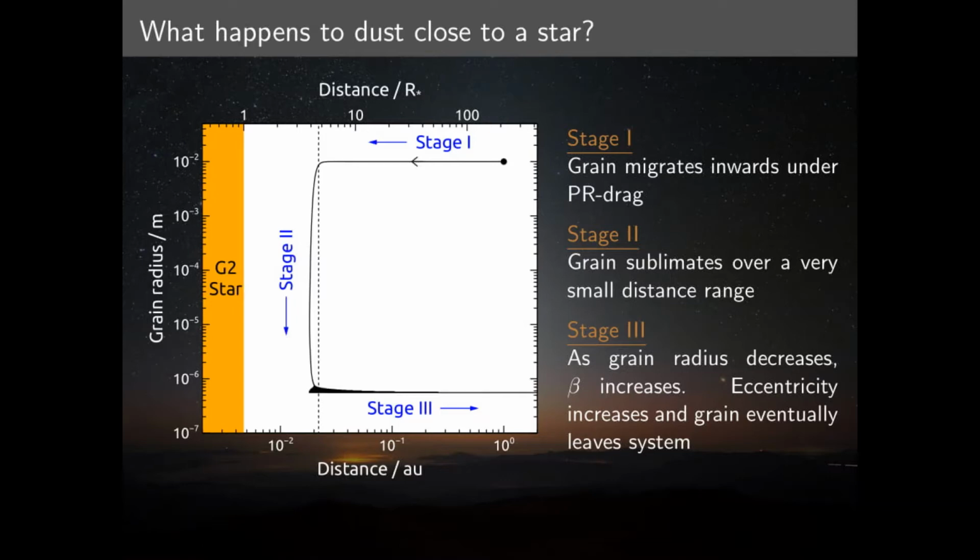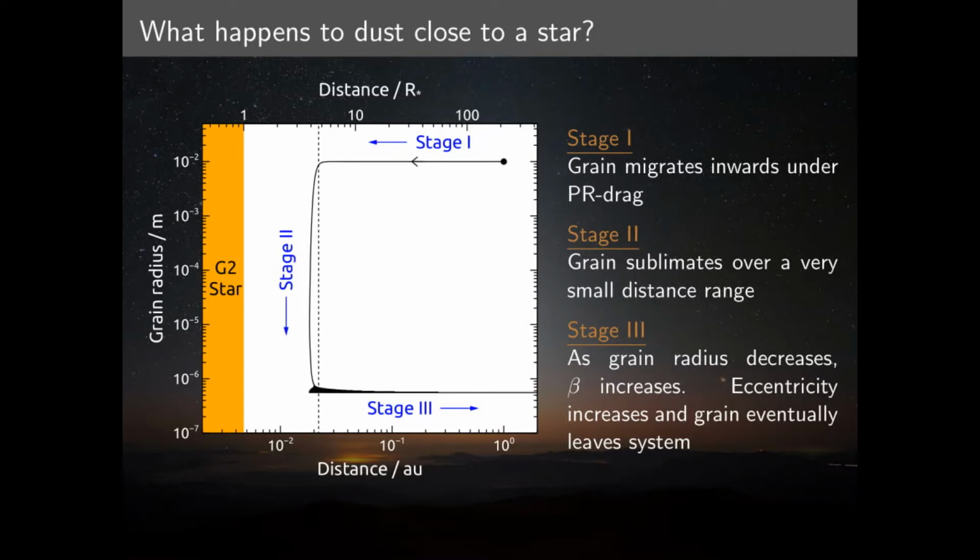Now the important thing to note is that this simple model cannot explain the observed near-infrared excesses, and the reason is that this dust produces far too much mid-infrared emission compared to near-infrared emission. This is because the grains spend the vast majority of their time in stage 1 spiraling inwards towards the star. Grains that are spiraling in are comparatively cool and comparatively large, which means they're really good at emitting in the mid-infrared.